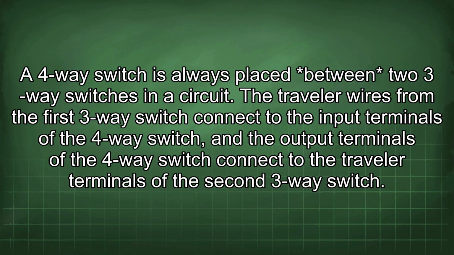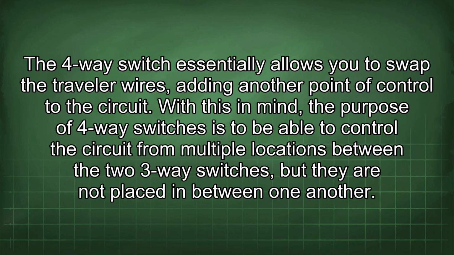A four-way switch is always placed between two three-way switches in the circuit. The traveler wires from the first three-way switch connect to the input terminals of the four-way switch, and the output terminals of the four-way switch connect to the traveler terminals of the second three-way switch. The four-way switch essentially allows you to swap the traveler wires, adding another point of control to the circuit.